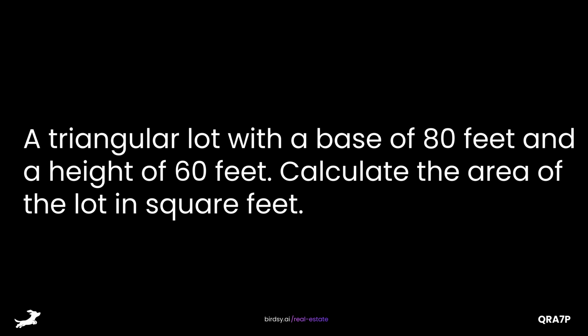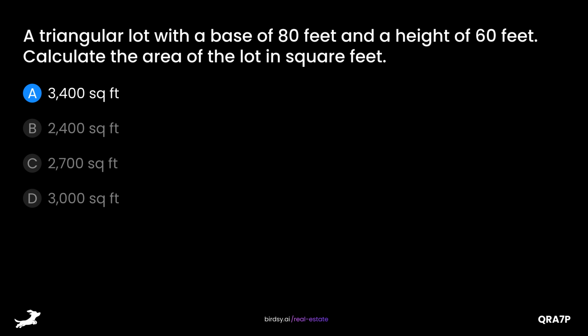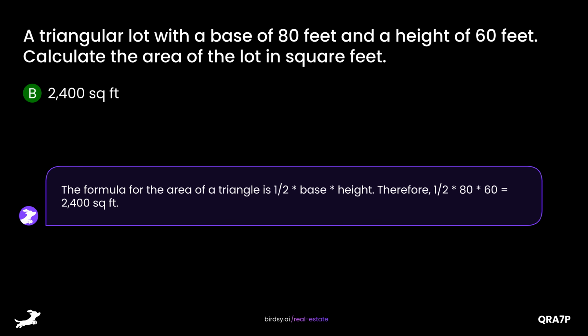A triangular lot with a base of 80 feet and a height of 60 feet. Calculate the area of the lot in square feet. Is it A, 3,400 square feet, B, 2,400 square feet, C, 2,700 square feet, or D, 3,000 square feet? The answer is B, 2,400 square feet. The formula for the area of a triangle is 1/2 times base times height. 1/2 times 80 times 60 equals 2,400 square feet.